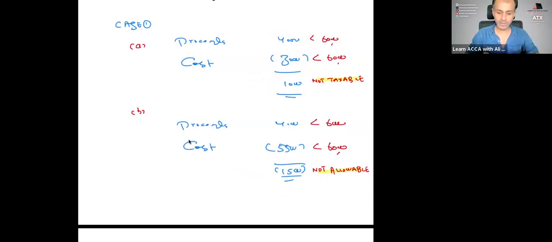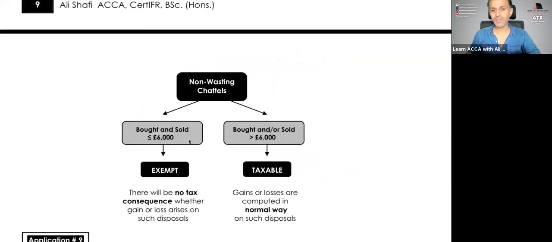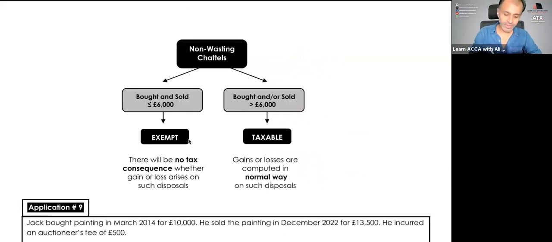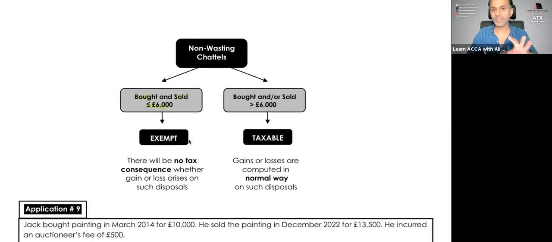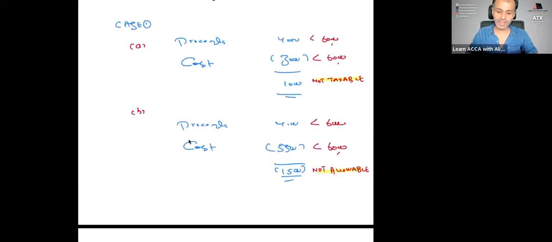That's case one. See the way it's written in our lecture notes. Bought and sold for less than or equal to 6,000. That's the first case. And what do you see down under? Exempt. No tax consequences, whether you have a gain or you have a loss. So nicely to the point it's written, and you also have the whole clarification of that.